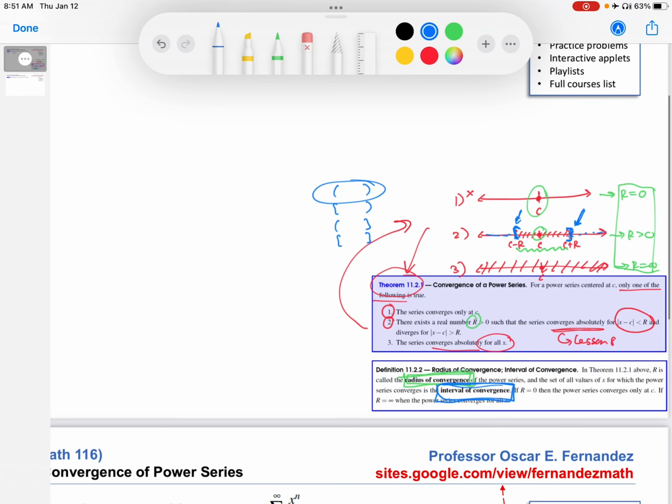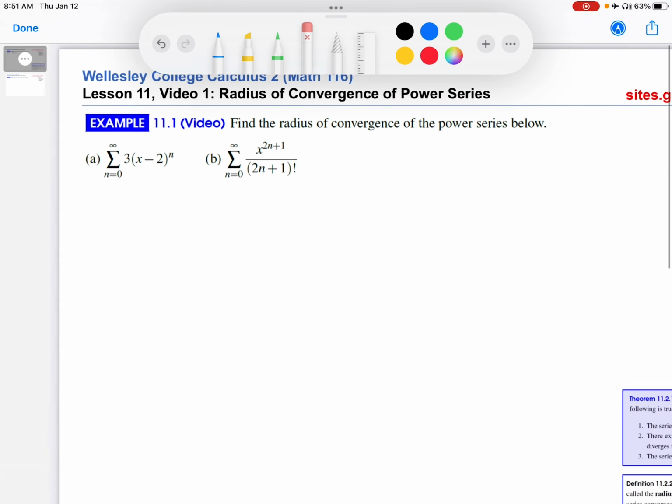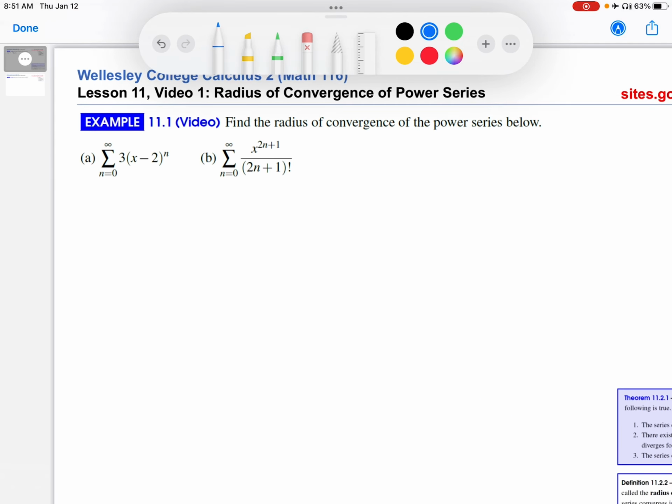Okay, so we've now reviewed literally everything that could happen in terms of convergence or divergence for a power series, and all the terminology. So now let's go ahead and actually apply that to all these examples. Okay, part A here. So I'm going to find now the radius of convergence. This example is not about the interval of convergence. We're just finding the radius of convergence. So we're looking for R.